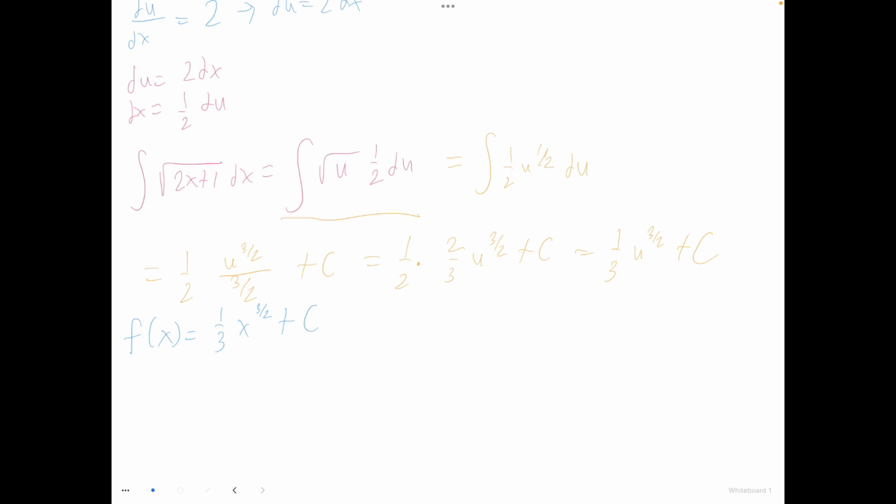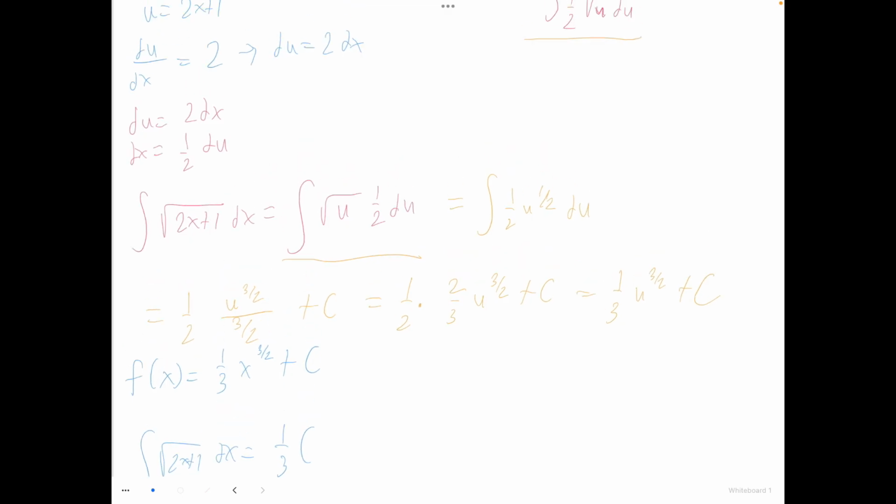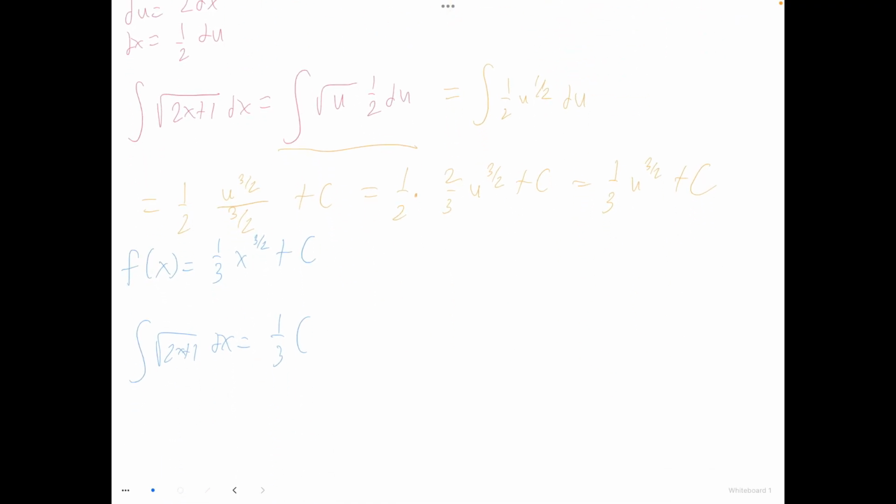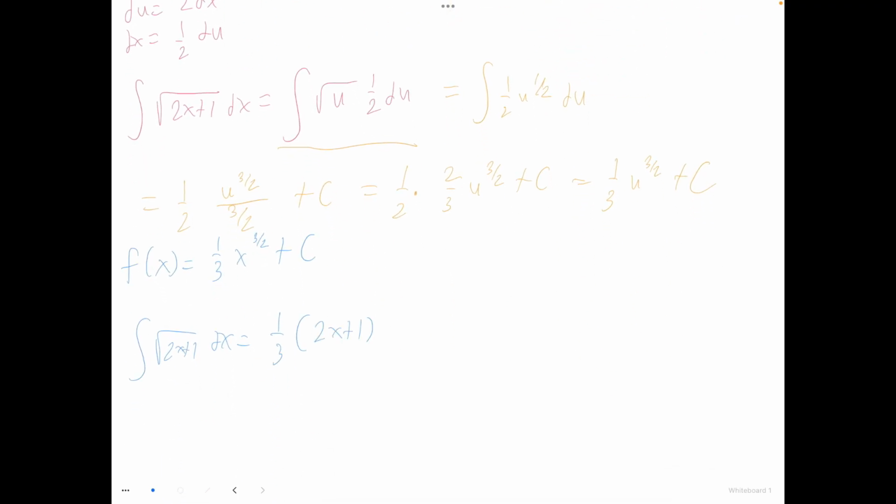And so our actual answer to the integral of the square root of 2x plus 1 is going to be 1/3, and then our u is 2x plus 1, so we're going to have 1/3 (2x plus 1) to the 3/2 plus c. And so that then is our indefinite integral. Remember, indefinite integrals always end with a plus c, a constant at the end. So that's why I brought the plus c in all of these.